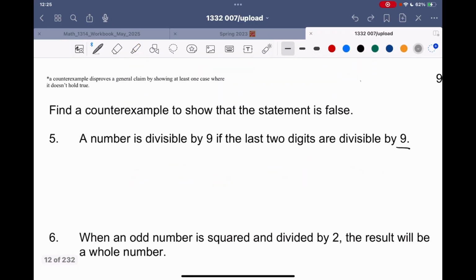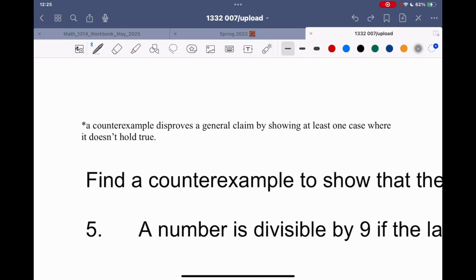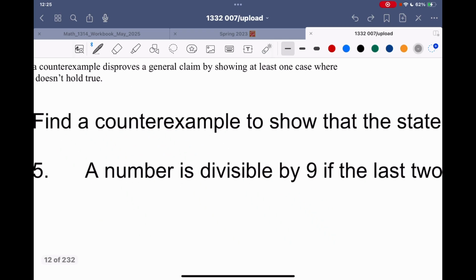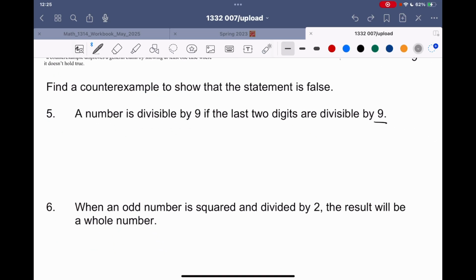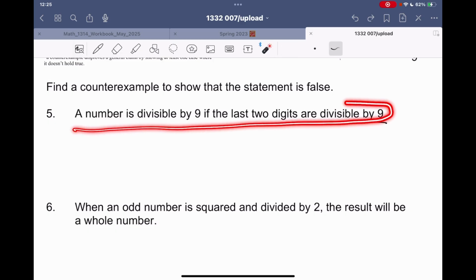Number 6, use a counterexample to show the statement is false. A counterexample is for a general claim, and all you need is one case where it does not hold true, that makes it the counterexample, or a false claim. A number is divisible by 9 if the last 2 digits are divisible by 9.